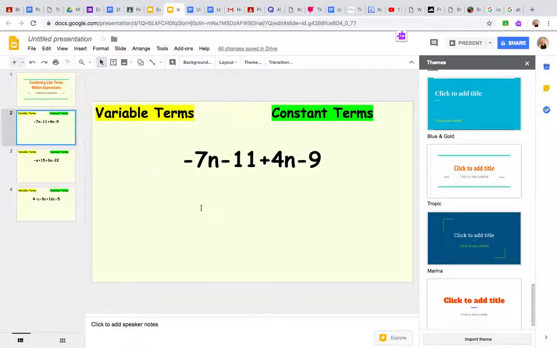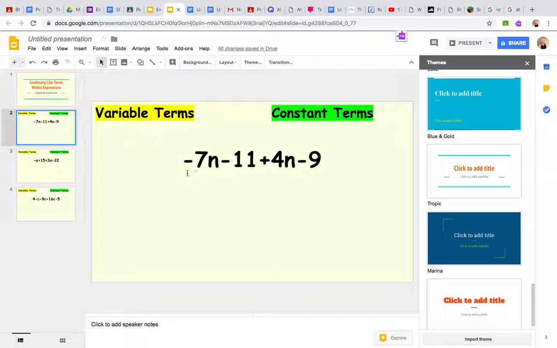All right, the first one that I want to work with you guys is negative 7n minus 11 plus 4n minus 9. Now, I went ahead and typed and highlighted variable terms in yellow and then our constant terms in green, just like we've been doing in class, so that you can see where the terms separate so that you know what you're going to be combining, okay?